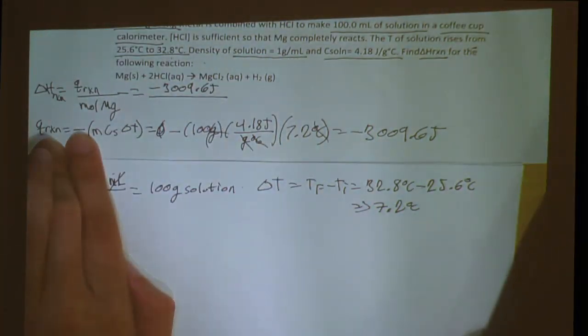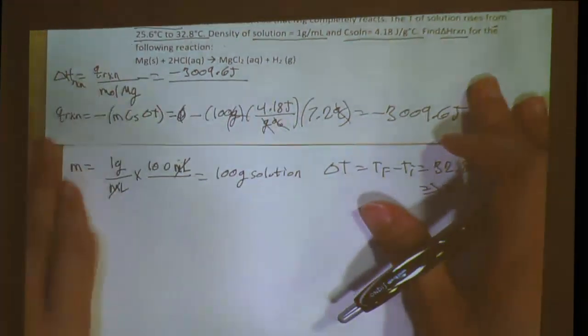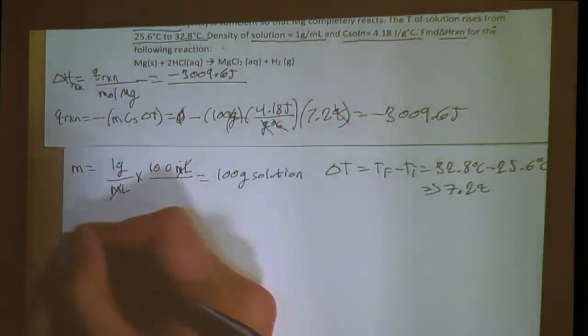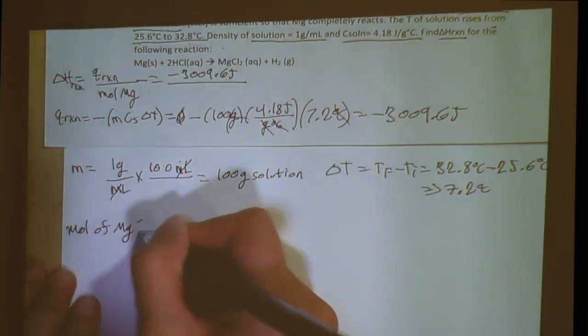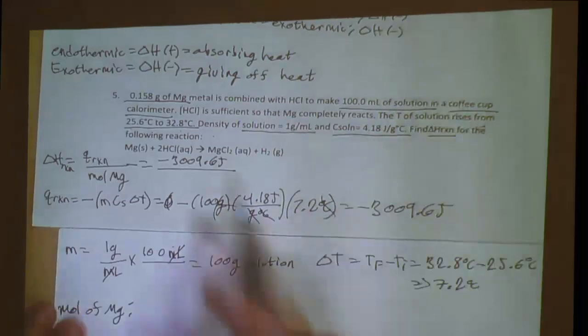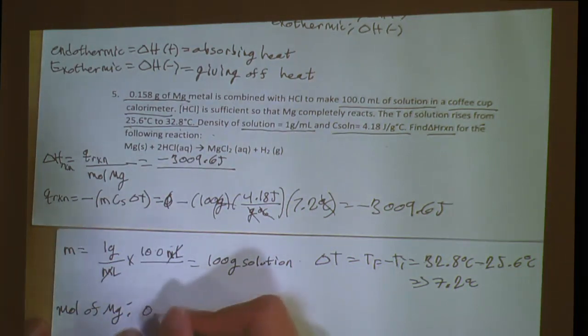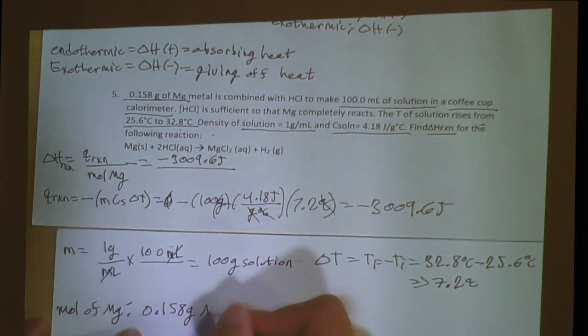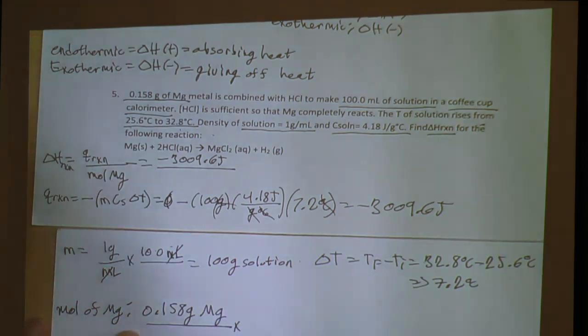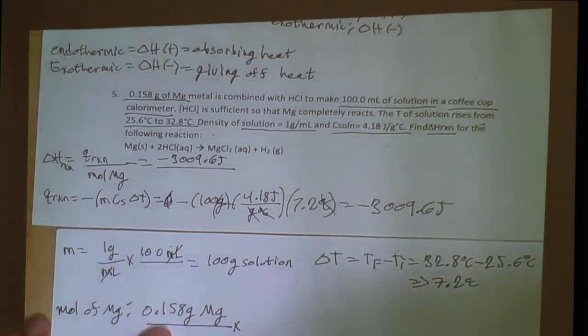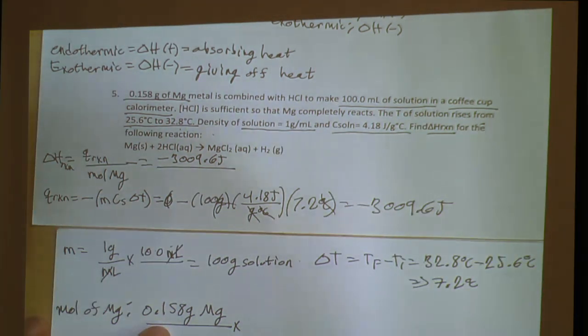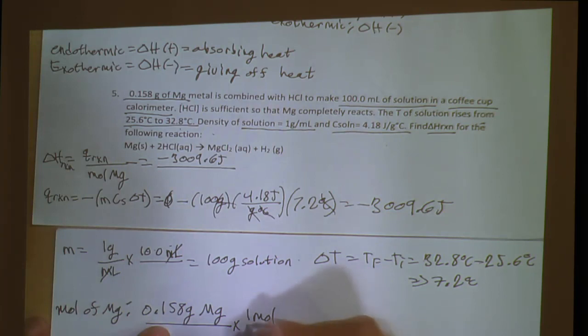So all we need now are our moles of magnesium. So we'll work it out down here. We want moles of magnesium. They give us that 0.158 grams of magnesium is in this solution. How do we get it into moles? Well, we can manipulate this by multiplying it by the molar mass of magnesium. And I can give you that molar mass. The molar mass of magnesium is 24.31 grams per mole. So 1 mole over 24.31 grams.